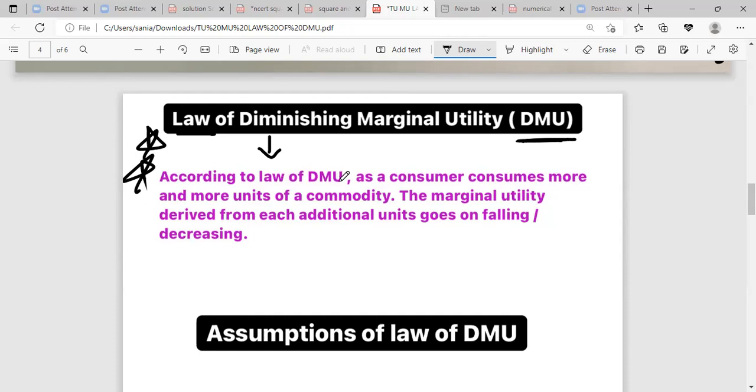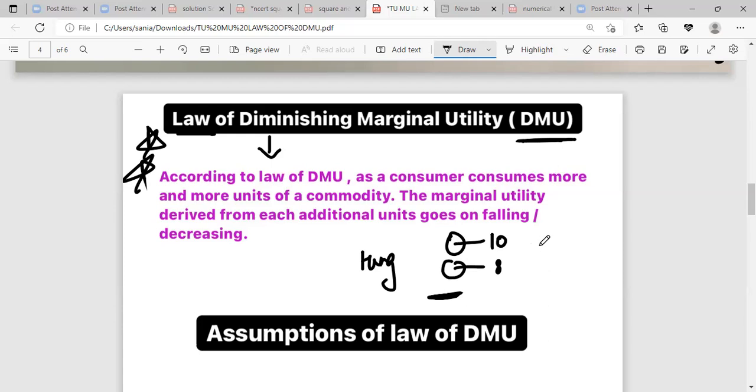According to the law of DMU, as a consumer consumes more and more units of a commodity, the marginal utility derived from each additional unit goes on falling. For example, you were hungry, right? You ate the first chapati. For example, that chapati was giving you 10 satisfaction. You eat the second, it will not give you the same satisfaction. It will reduce. A moment will come where you will say, no, ma'am, I don't want to eat now because I am done. My stomach is full, right?